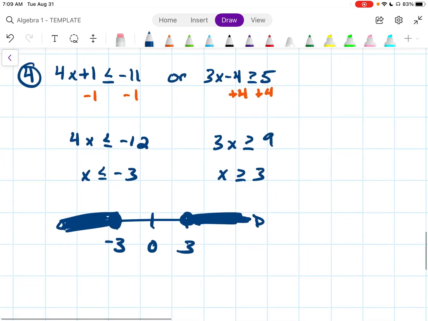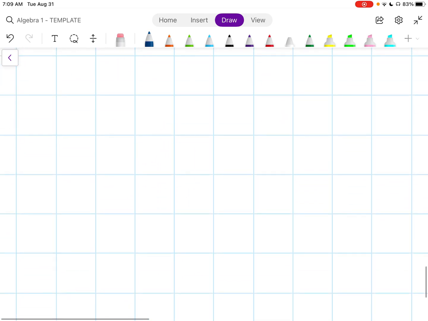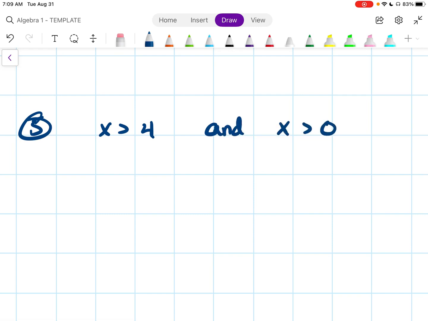Now, I want to do 2 special examples. They're kind of unique problems. So that was number 4. This would be number 5. Say that x is greater than 4 and x is greater than 0. So this is an and, so it has to satisfy both. It cannot just satisfy one, it has to satisfy both.